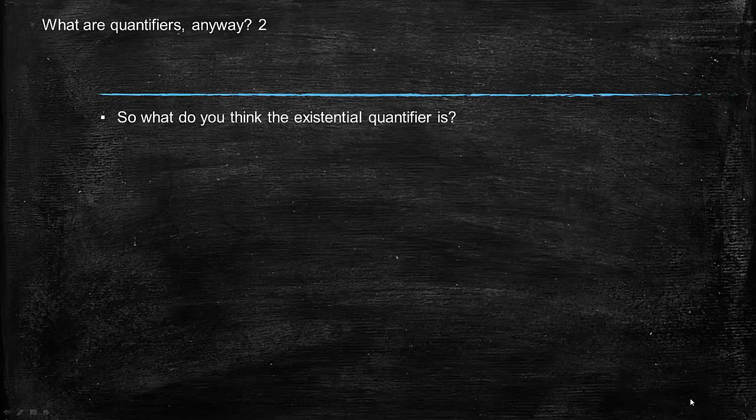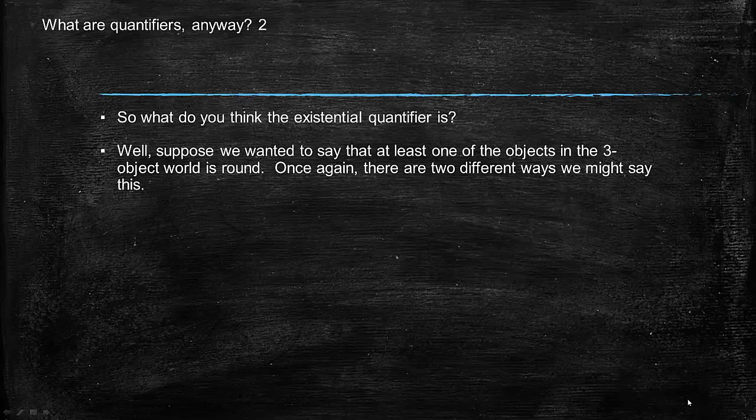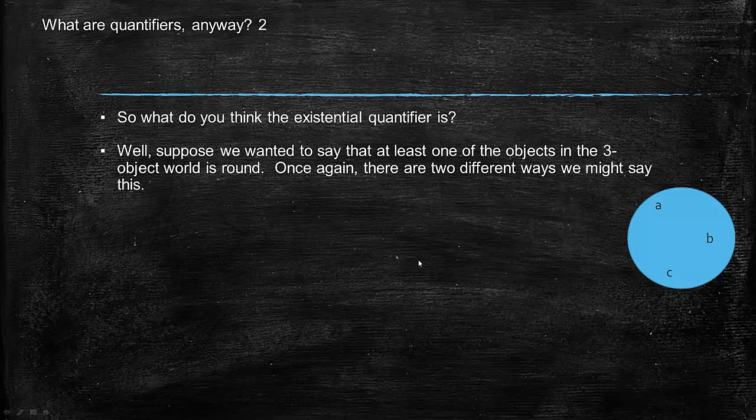All right, so what do you think the existential quantifier is? Well, once again, suppose we had a universe with only 3 objects in it, and we wanted to say that at least one of the objects in the 3-object world is round. So we change the property to round. Now, how would we say this? Well, notice that we can't, as before, just put R by one of them, because that would pick out the one that's round, and we don't know which one. We don't know if it's A, B, or C. So we want to just say, we don't know which one is round, but one of them is round.